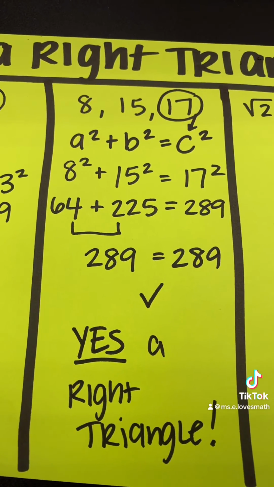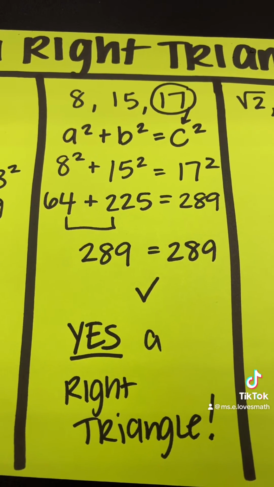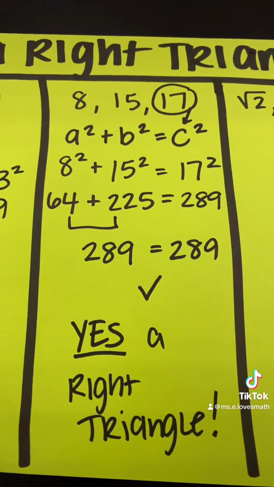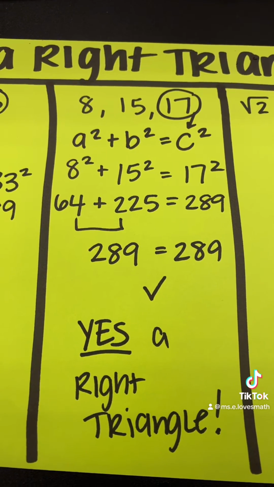As you can see, 64 plus 225 is 289. 289 equals 17 squared, which is 289. So yes, these three side lengths form a right triangle.